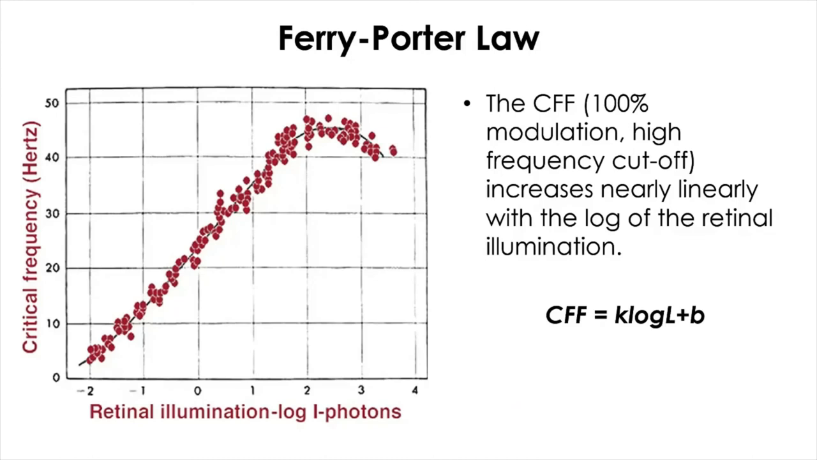So if we plot the critical flicker fusion as a function of log retinal illumination, then the critical flicker fusion increases linearly as log retinal illumination increases over four log units with the foveal observation. So from negative 2 to positive 2, so this region, right? So this is where the Ferry-Porter law is applied. The law is expressed as the equation shown here, right? Where K is the slope of the line, L, big L, represents the luminance, and B is a constant.